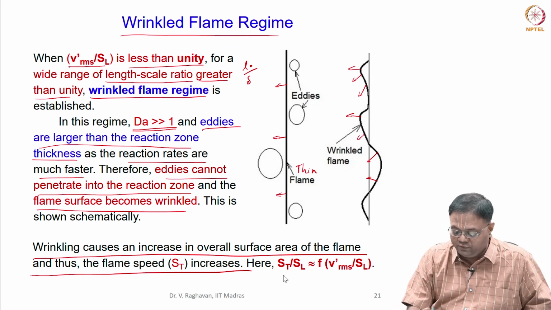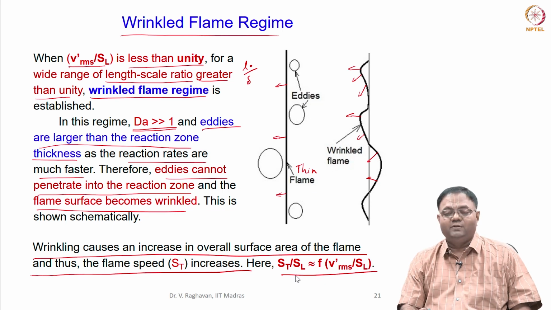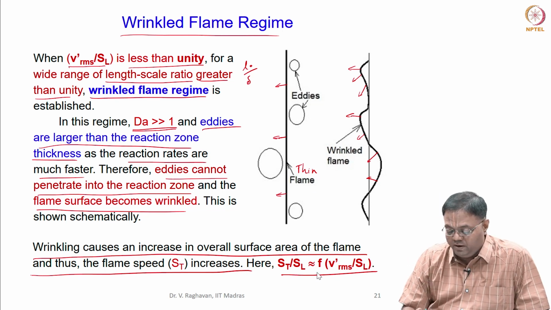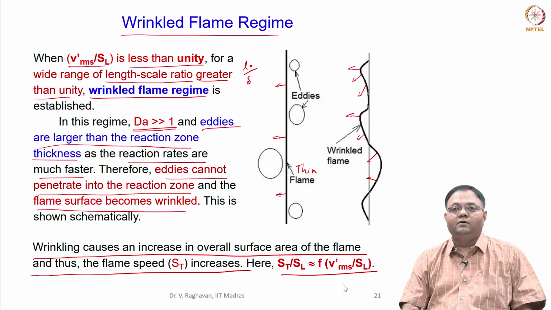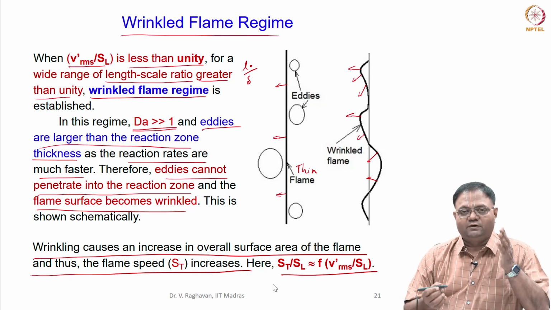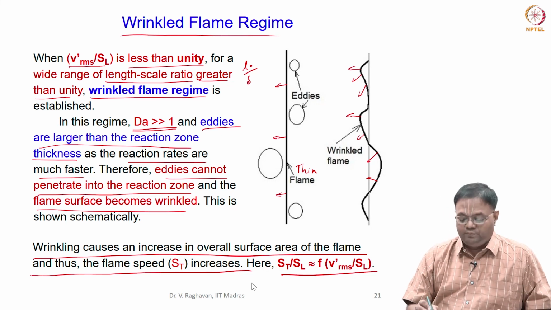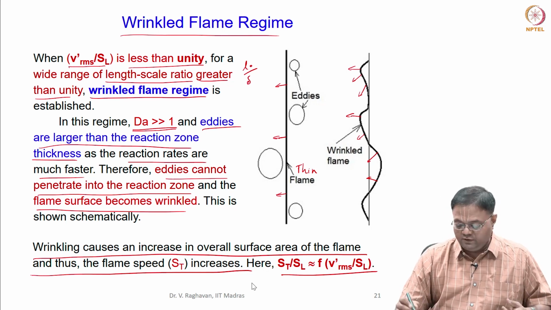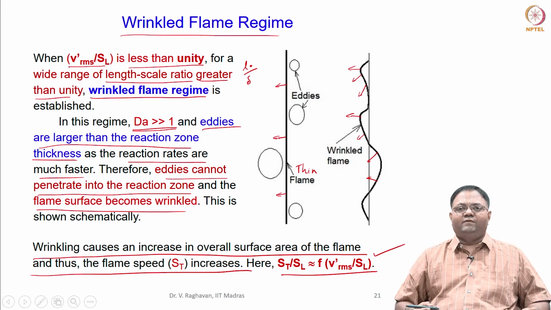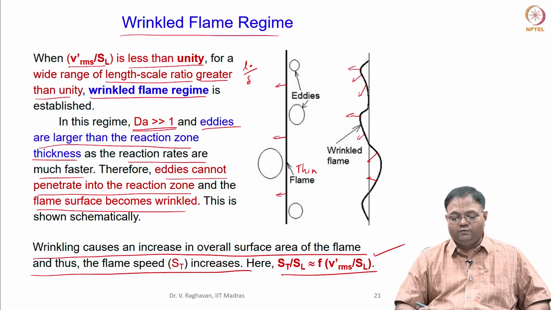So normally you can see that the ratio of the turbulent flame speed ST divided by the laminar flame speed SL will be a function of the relative turbulence. As this increases, this will also increase. So when you fix the length scale, when the turbulent intensity increases, the flame speed will increase. So a lot of correlations are available based upon this function. A lot of correlations we can write.